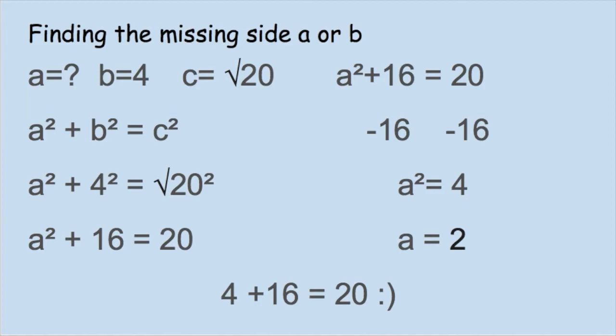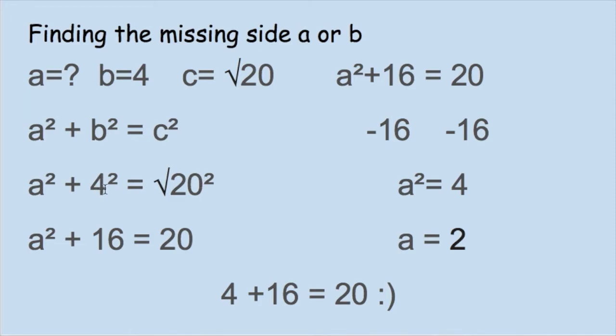Finding the missing side A or B. A little trickier than before, but we can handle it. So in this one, we don't have side length A, but we have side length B and C. B is 4, and side length C is the square root of 20. So just like before, we want to write our formula, fill in what we know. In this case, we know that B is 4 and C is the square root of 20.